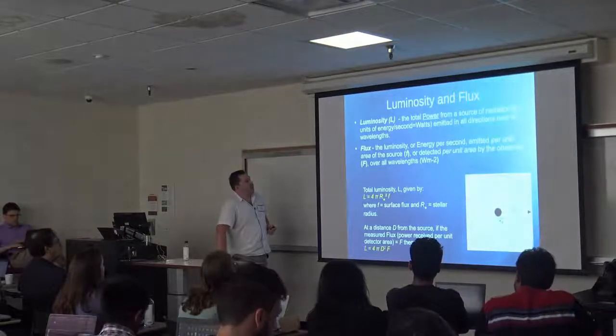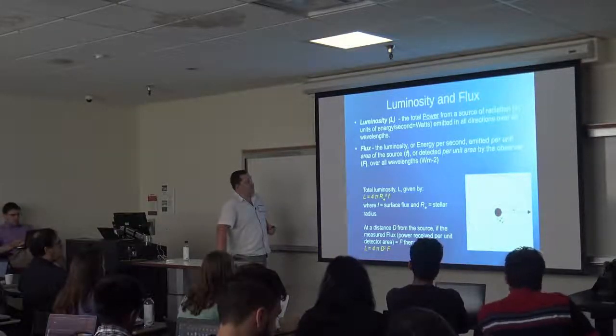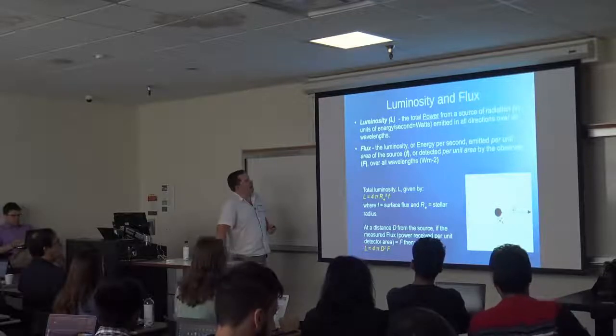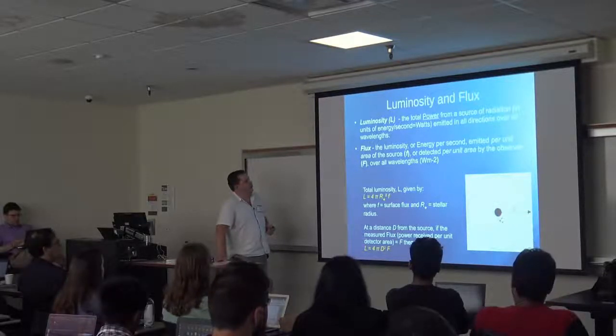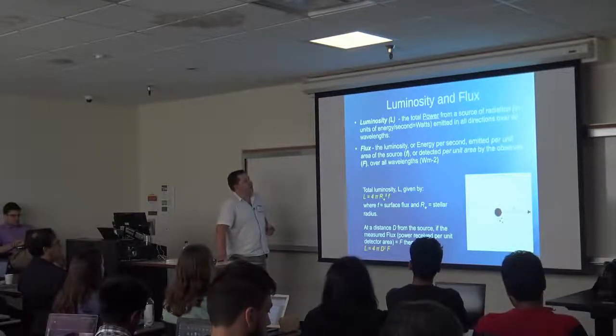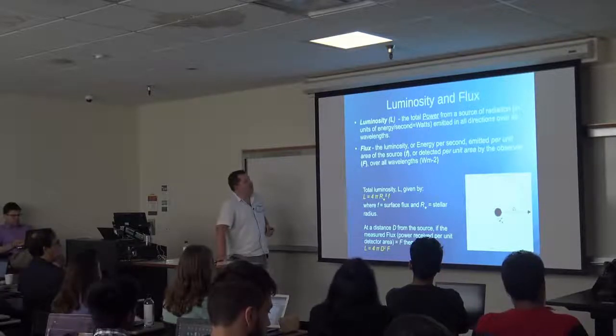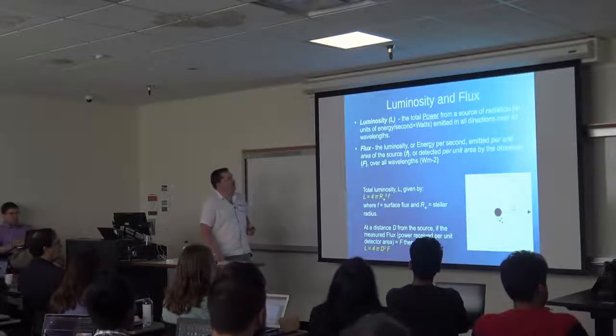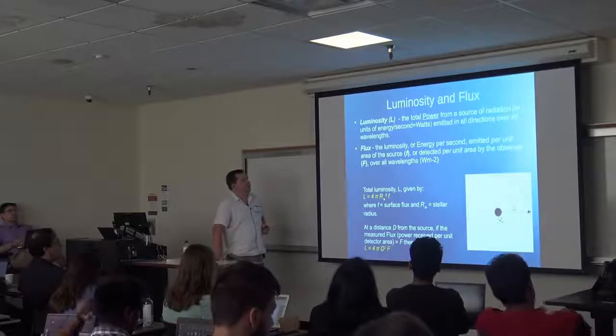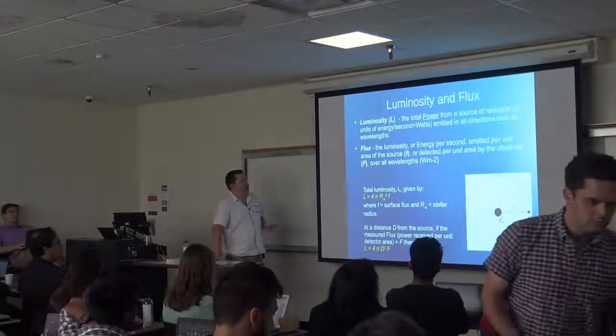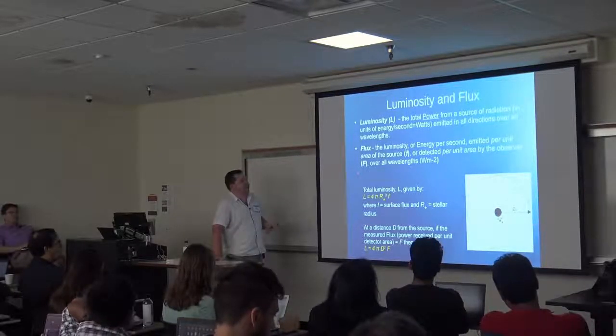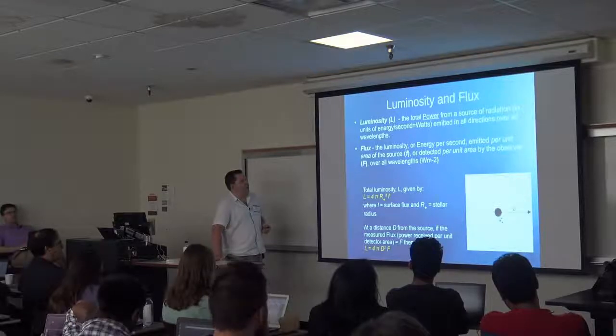So if we start with the basics, these terms are sometimes used differently in different areas of science and engineering, but luminosity, we say, is the total power from a source of radiation in units of energy per second, in all directions over all wavelengths, and flux is the luminosity per unit area of the source, or detected per unit area by the observer over all wavelengths.